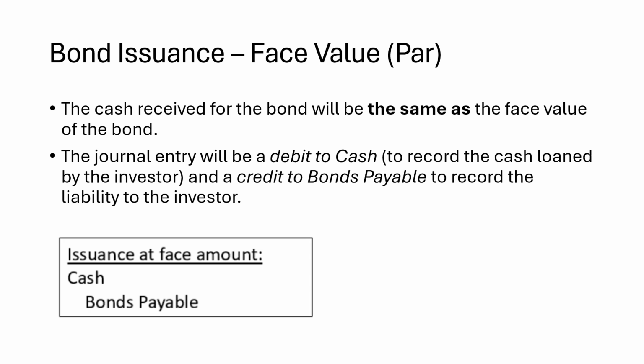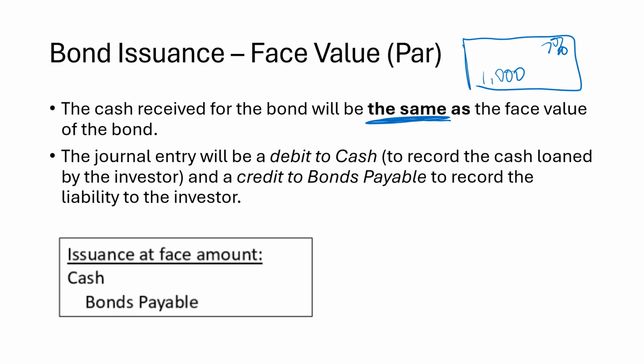So I just went over this, and now I'll go over it in a little bit more detail just to give you an idea of what we're debiting and what we're crediting. And remember, this is at par value or at face value. So the cash received will be the same as what is on the bond itself. So if it's a $1,000 bond and a 7% interest rate, that is what it will be. There's no difference here when the contract rate equals the market rate.